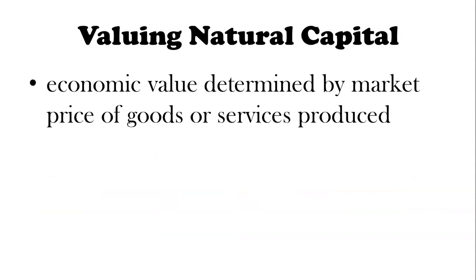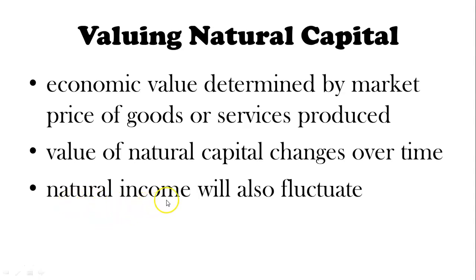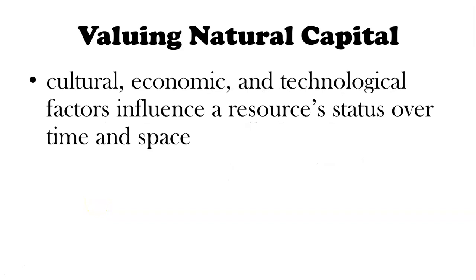So how do we extrinsically value natural capital? Economic value is determined by the market price of goods and services. How much is someone willing to pay for it? This changes over time. The market for something fluctuates. The amount of the natural income will also fluctuate over time. How much is produced varies slightly from year to year. Factors that can influence a resource's status over time include cultural, economic, and technological factors.